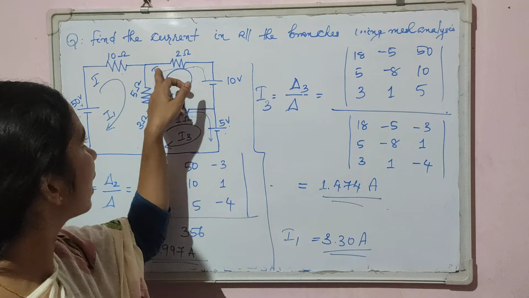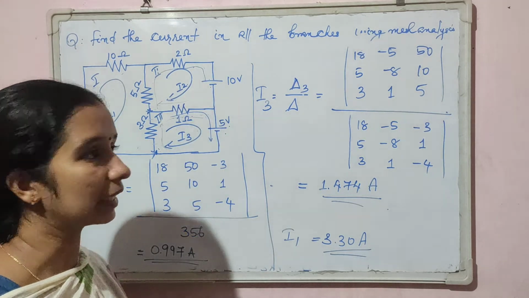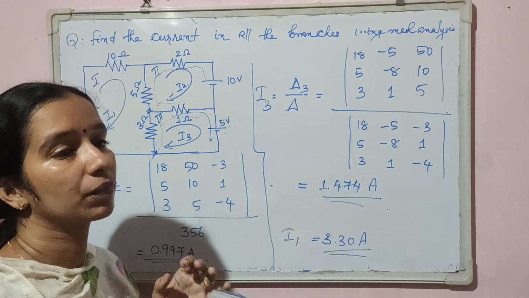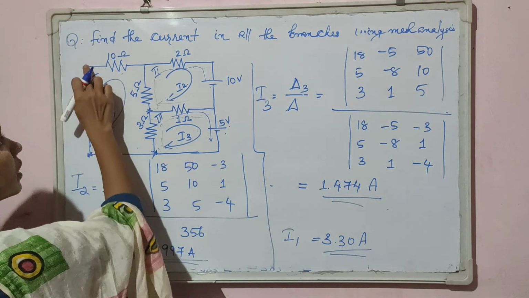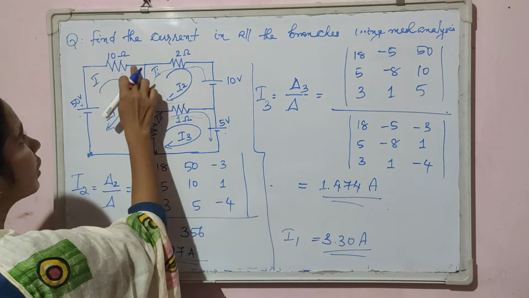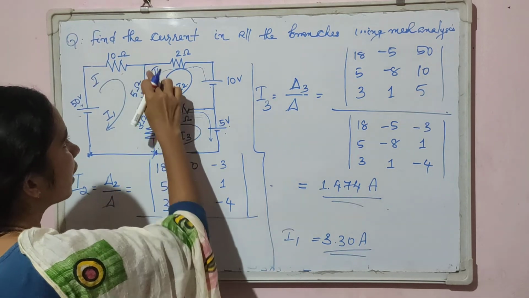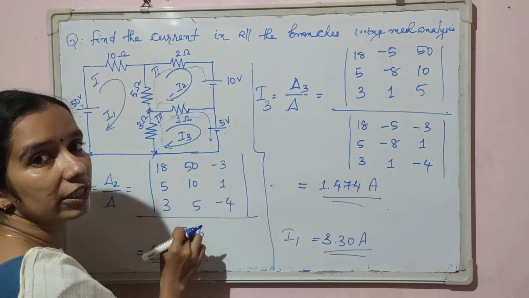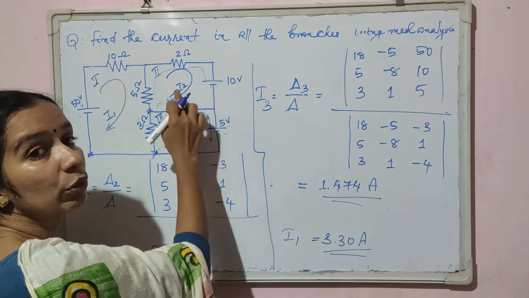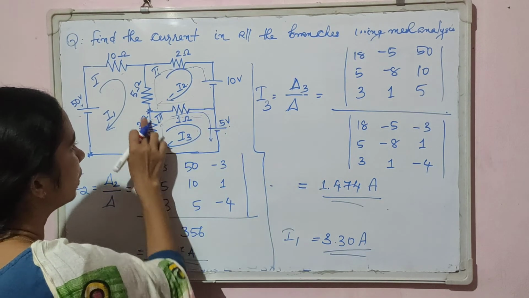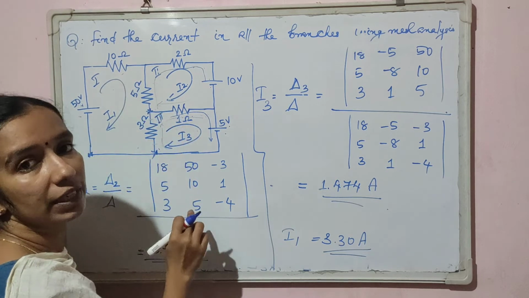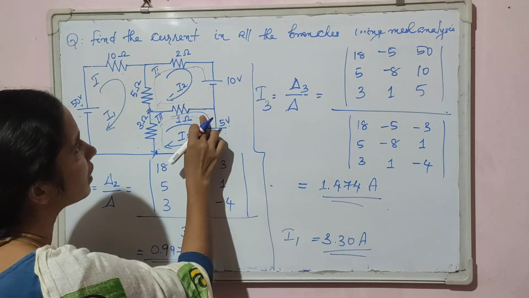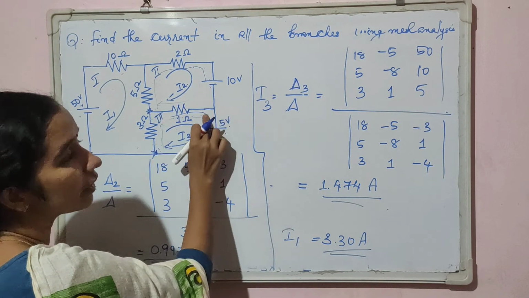So we have to calculate the current through each of these elements. After getting I1, I2 and I3, it is very easy to calculate the branch currents. We know I1, so current through this resistor is I1 only, and current through this 5 ohm resistor is I1 in this direction and I2 in the opposite direction. So current through 5 ohm is I1 minus I2, and this 3 ohm has I1 in this direction and I3 in the opposite direction. So it will be I1 minus I3, and current through this 1 ohm resistor is I2 in one direction and I3 in the opposite direction.